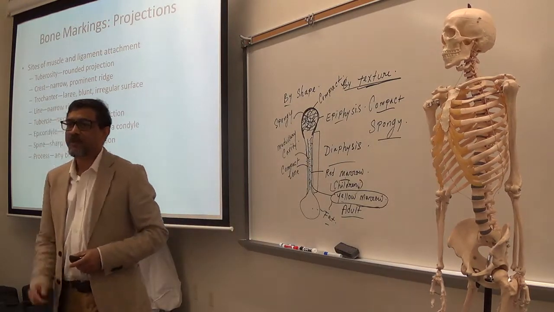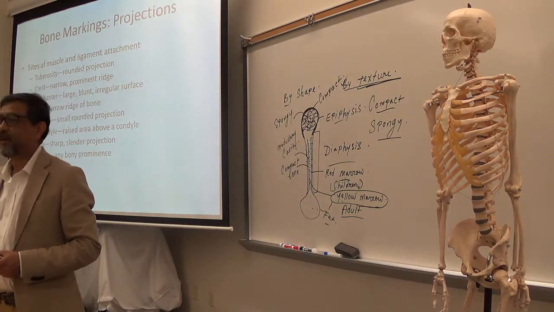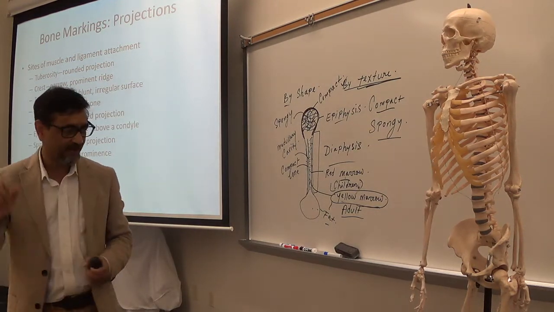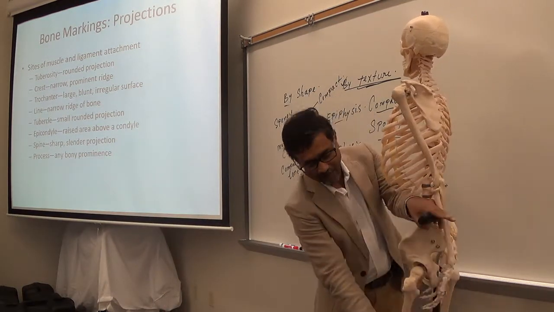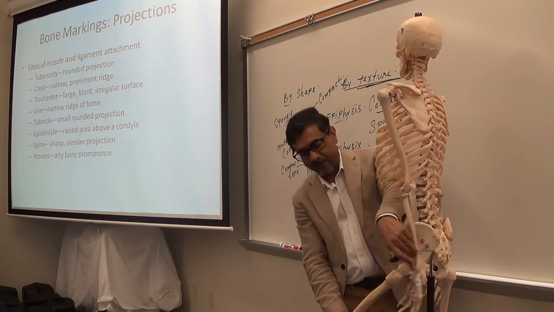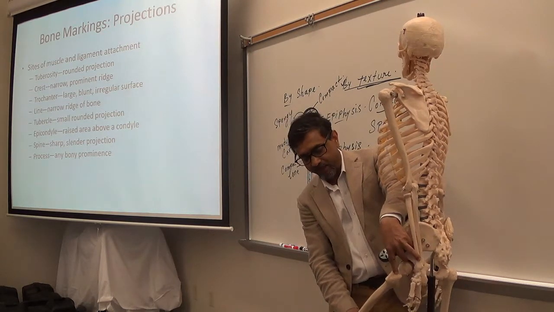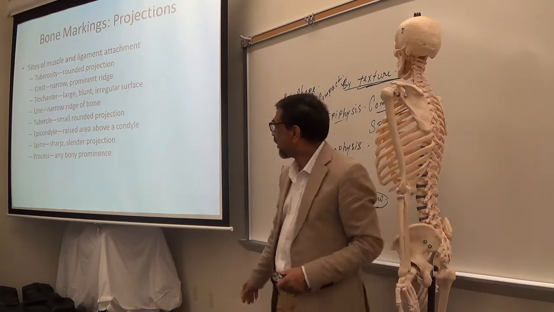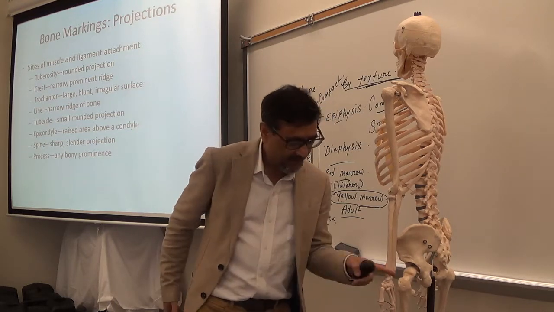Trochanter. Have you seen trochanters? Greater and lesser trochanters. Large irregular bony mass. You see here, this is the femur. You must remember, this is the greater trochanter, right? Large irregular bony mass, for the attachment of gluteal muscle. This big muscle gets attached here.